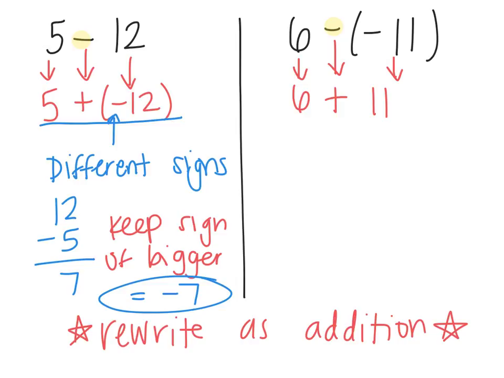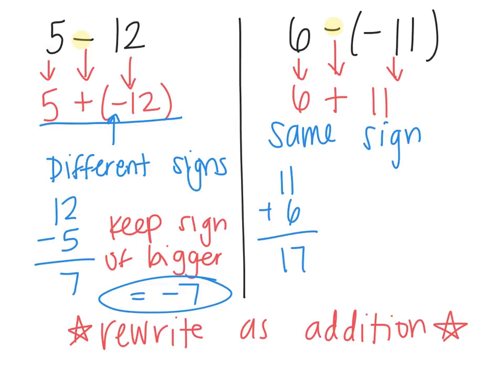Looking at the next one, these are now the same signs. They are both positive. So I'm going to add them, 11 plus 6, which gives me 17. They started both positive, so my answer is definitely going to be positive 17.